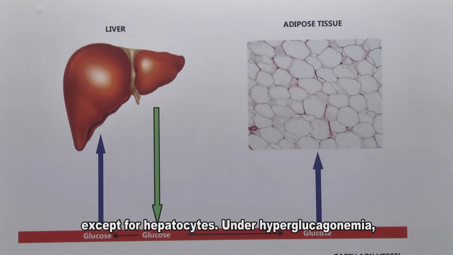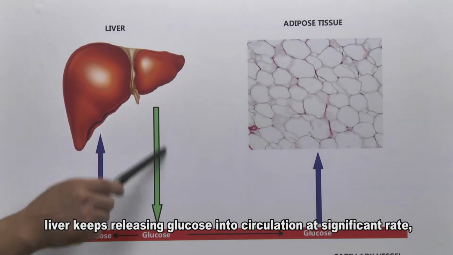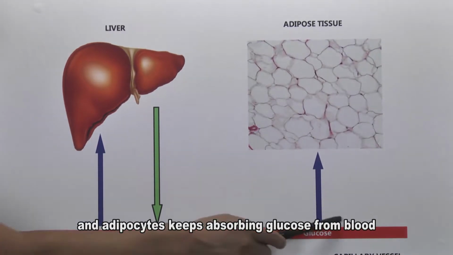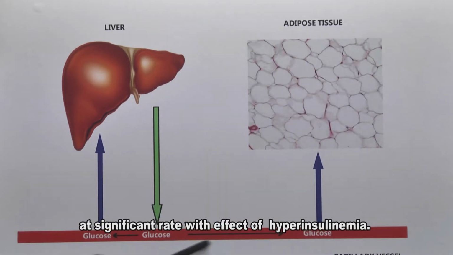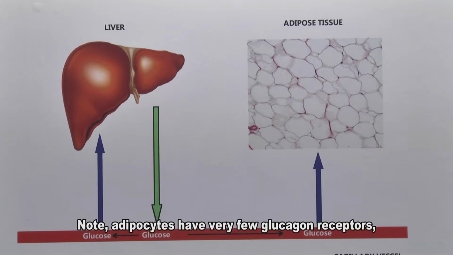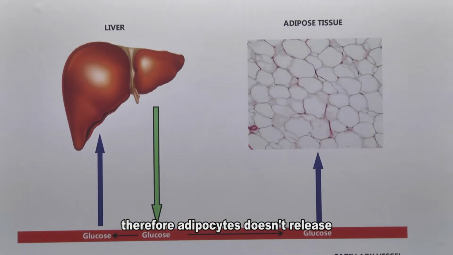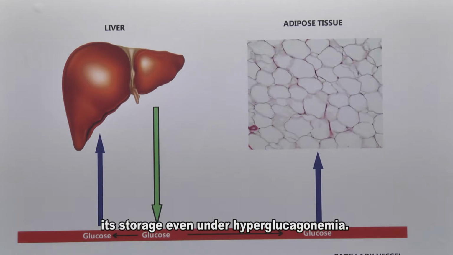Under hyperglucagonemia, the liver keeps releasing glucose into circulation at a significant rate, and the adipocyte keeps absorbing glucose from blood at a significant rate with the effect of hyperinsulinemia. Note, adipocytes have very few glucagon receptors. Therefore, adipocytes don't release their storage even under hyperglucagonemia.